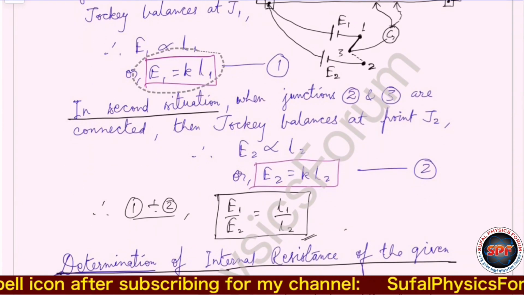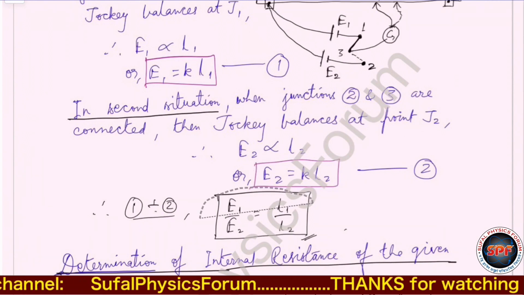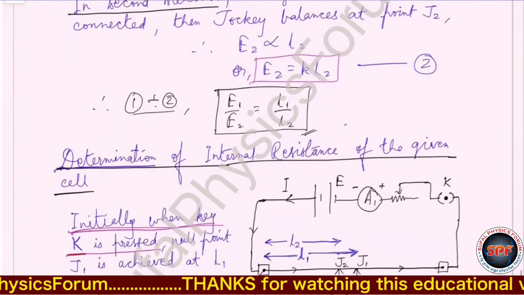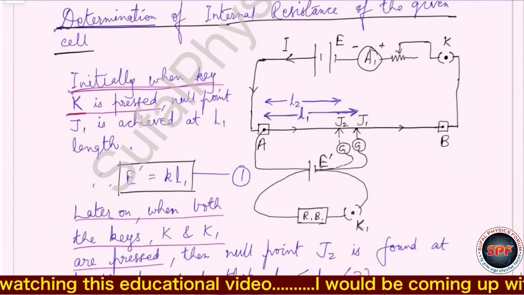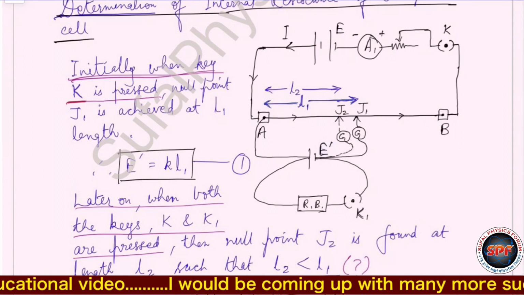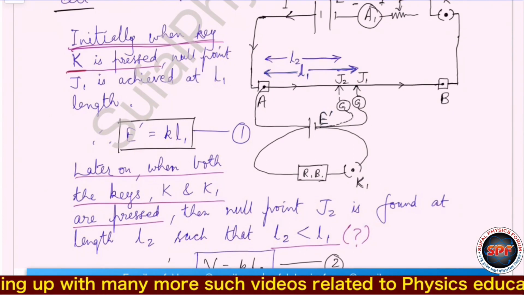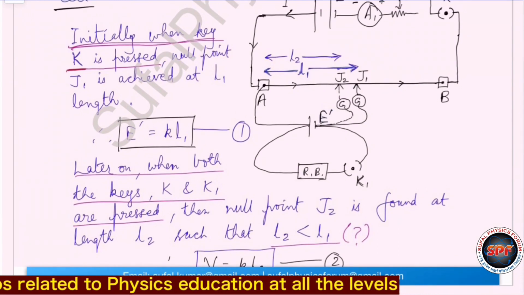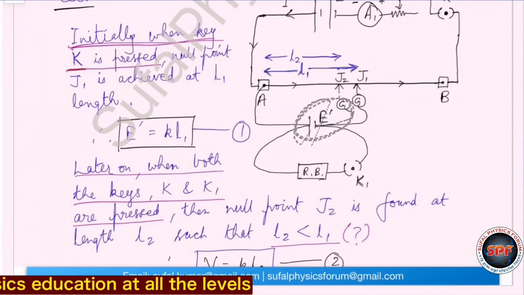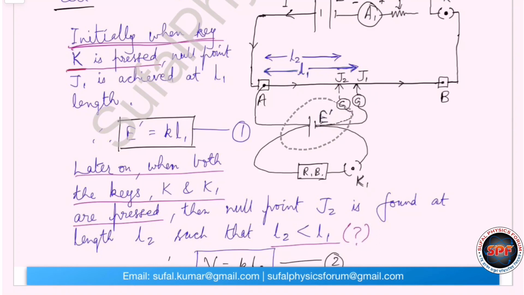So in both situations, these two different equations are obtained, and after dividing, we obtain the ratio. This is important. Then thereafter, the internal resistance of the given cell. What do we notice here? In the lower part, this cell's internal resistance has to be found. This is our main aim in this topic.